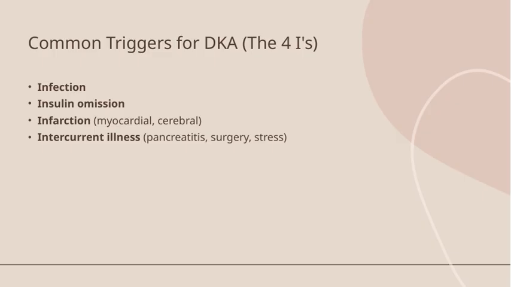Next, we have insulin omission. Sometimes, patients might forget doses, intentionally skip insulin due to fear of hypoglycemia, or face access issues. Missing insulin is a direct pathway to DKA because without enough insulin, glucose can't enter cells, and the body starts breaking down fats for energy, producing ketones.